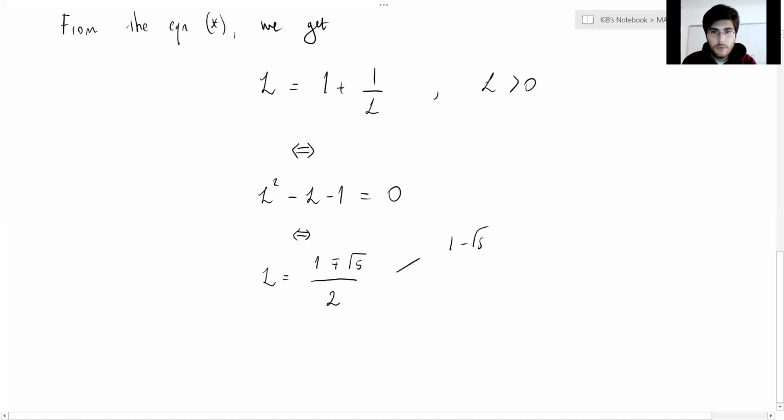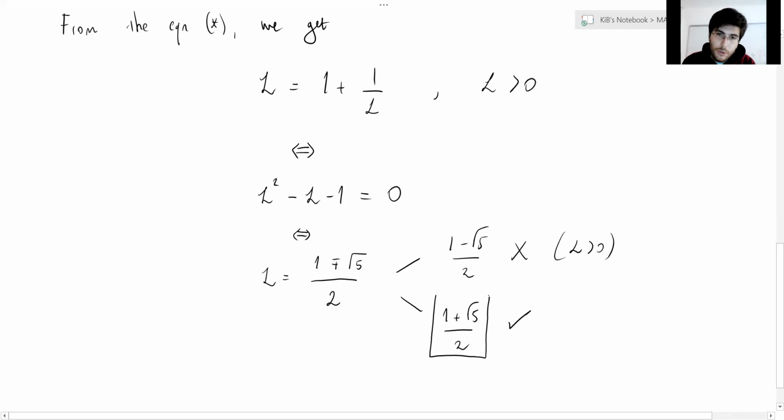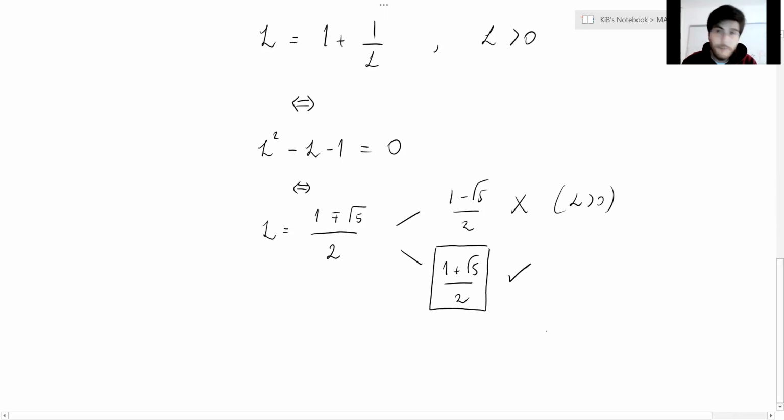One is 1 minus square root 5, divided by 2. The other is 1 plus square root 5, divided by 2. But we don't want the first one because L is positive. Therefore, this is the correct one, right? So the limit is that number. And those who are familiar with this sequence and this number know it is rather famous. This is famously called the golden ratio.